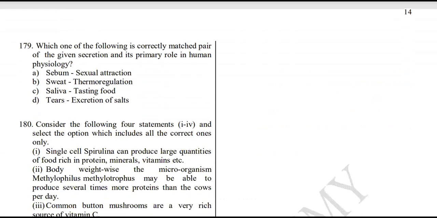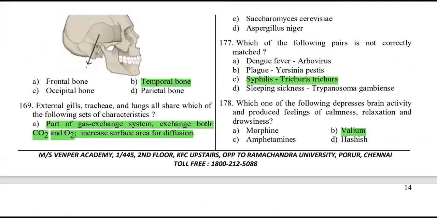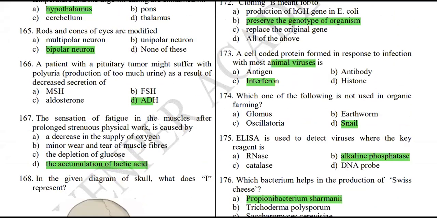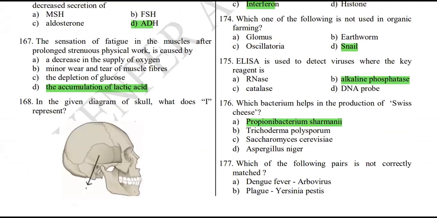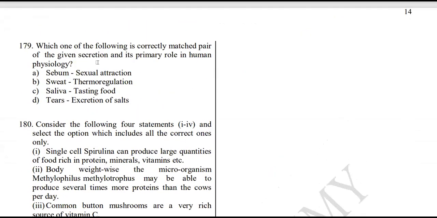Okay, which one of the following is a correctly matched pair of the given secretion and its primary role in human beings? Sebum is not mainly for sexual attraction. Sebum is the one which lubricates the skin and also protects you from any kind of friction. It's not for sexual attraction.